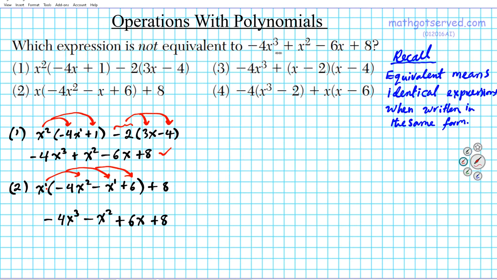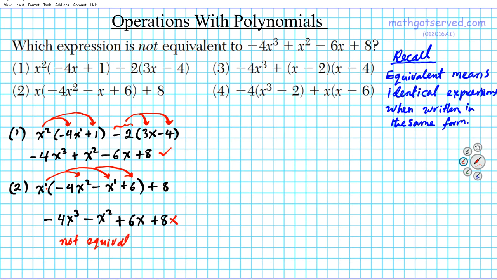So we have negative 4x squared, good. This one right here is minus x squared, and this is positive x squared. And even if you take a look at the linear term, this is positive 6x here, and this guy right here is negative 6x. So they're not identical, so they're not equivalent. All right, so let's put that out, not equivalent.